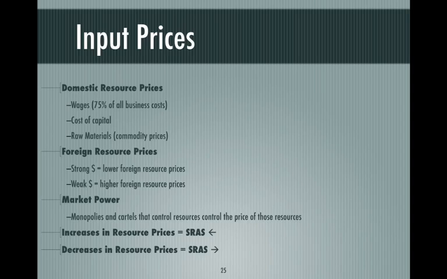And with input prices, wages are a huge component of business cost. We're looking at domestically, so paying our workers, the physical capital that we need. It also includes our human capital, the training that we give our workers to make them better at their jobs. It looks at our foreign resource prices. We buy things from other countries, and so a stronger dollar means that we could buy their raw inputs cheaper. A weaker dollar means that we're going to be less inclined to want to buy their stuff.